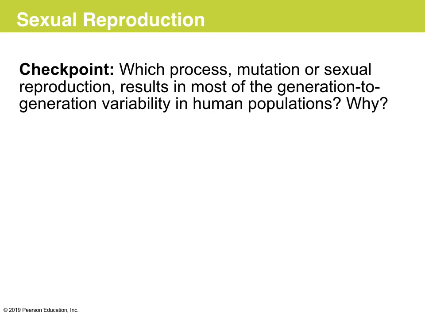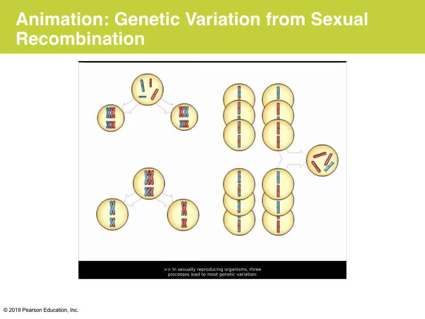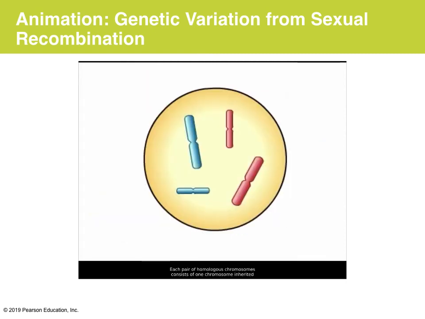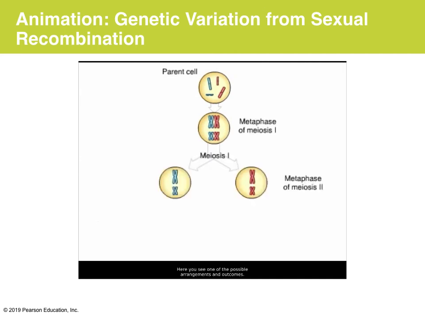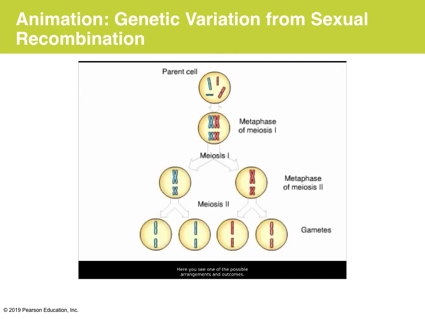So, let me just skip over. In sexually reproducing organisms, 3 processes lead to most genetic variation: independent orientation of chromosomes in meiosis, crossing over of chromosomes in meiosis, and random fertilization. Each pair of homologous chromosomes consists of one chromosome inherited from the father and one from the mother. Here we have color-coded them blue and red. Each pair of chromosomes lines up independently of the other pairs in metaphase 1 of meiosis. Here you see one of the possible arrangements and outcomes.